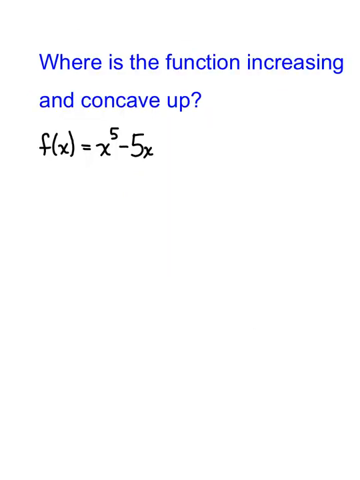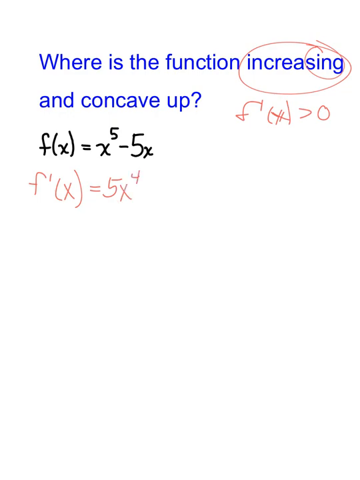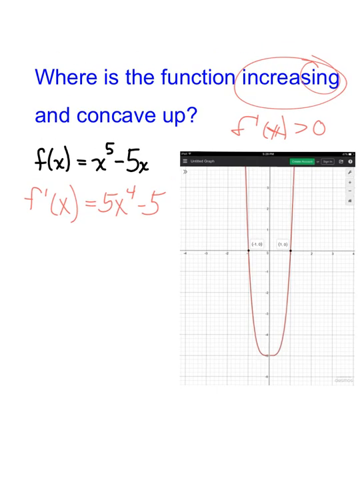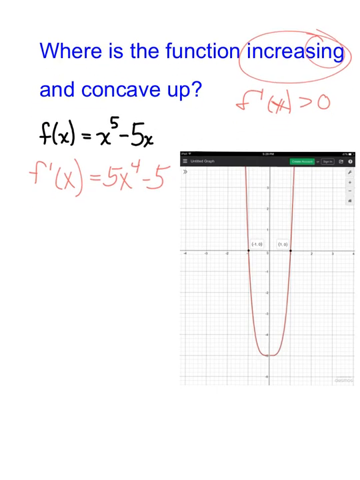Whereas the function increasing and concave up. So increasing we will address first. We know increasing is just simply where our first derivative is positive. So we find our first derivative using the power rule and then our difference rule. So we have 5x to the fourth minus 5. So I've just inserted a graph of that derivative function just so we can graphically see when it would be increasing. Obviously, we do have the skills to do this algebraically.